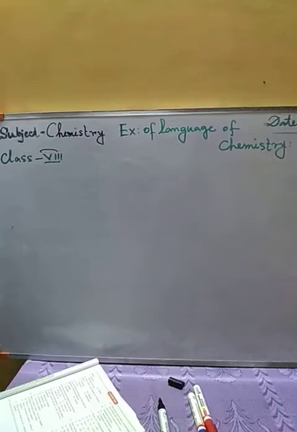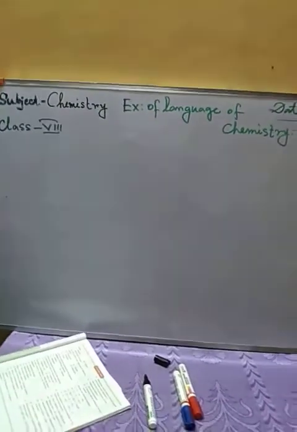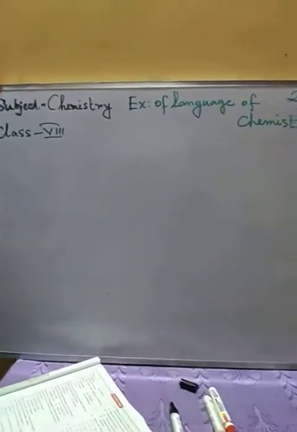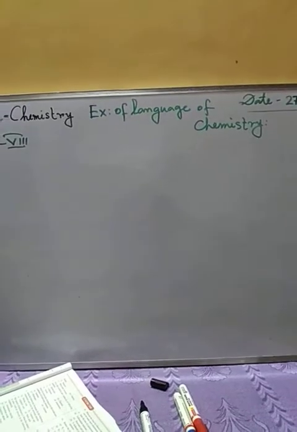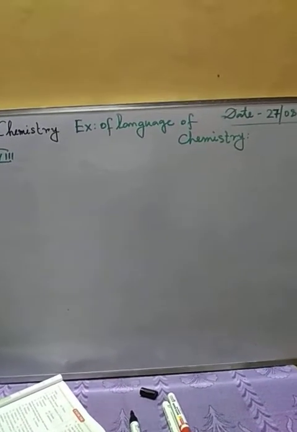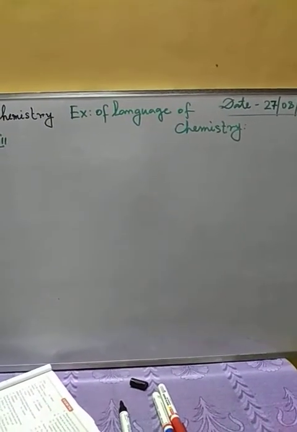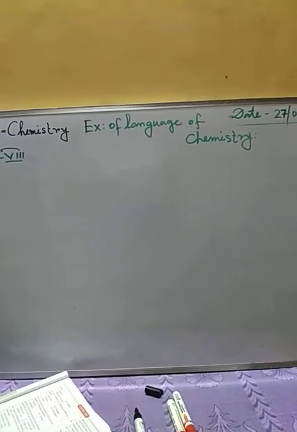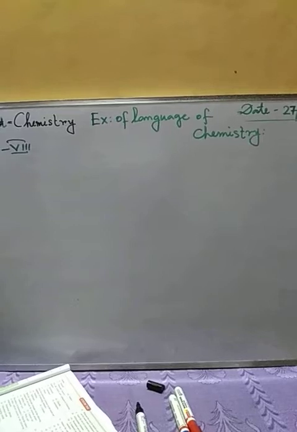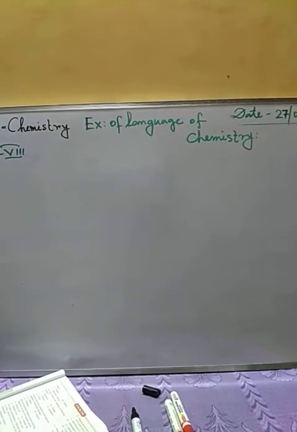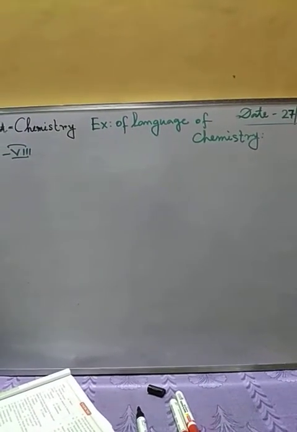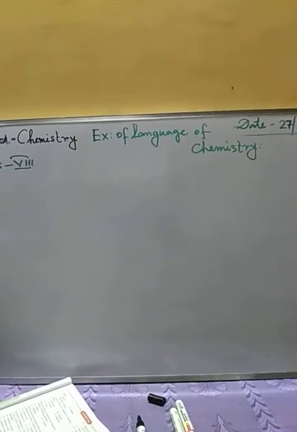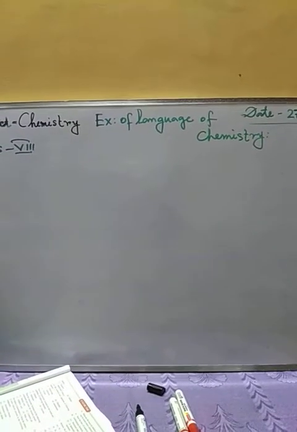Question number 5. I'm reading the question once. The valency of aluminium is 3. Write the valency of other radicals present in the following compounds. So here 4 compounds of aluminium are given. There we need to write down the valency of the other radicals other than aluminium.